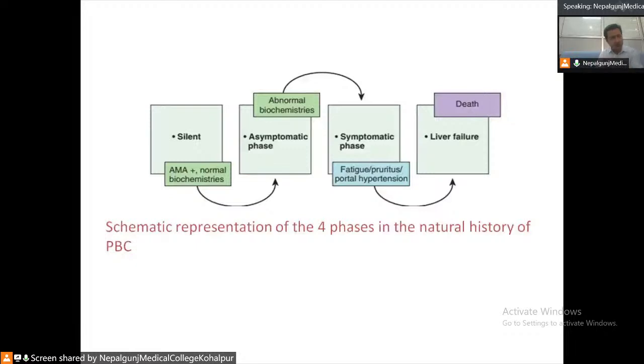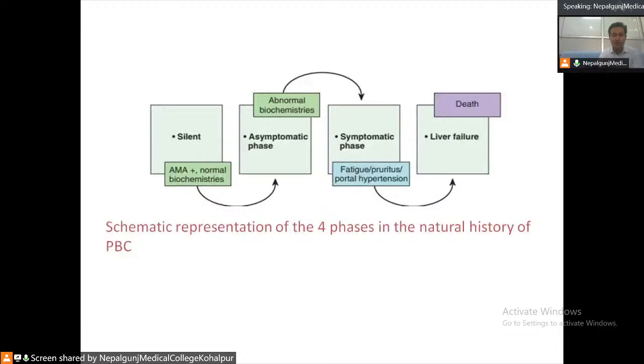Unless there is a strong family history of PBC or family history of cirrhosis, you may diagnose during screening, but otherwise you can't, because there are no symptoms. They don't visit the hospital. That means silent PBC. Liver tests are normal, but if you do the AMA, the anti-mitochondrial antibody, it may be positive, with normal transaminases, ALT and AST.